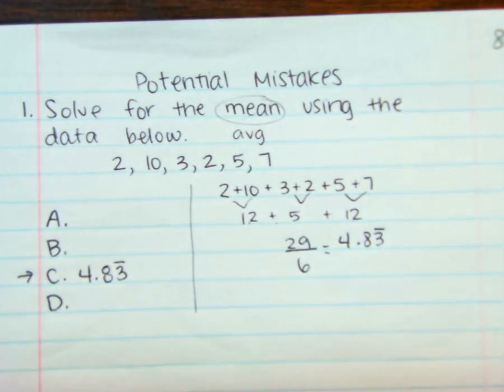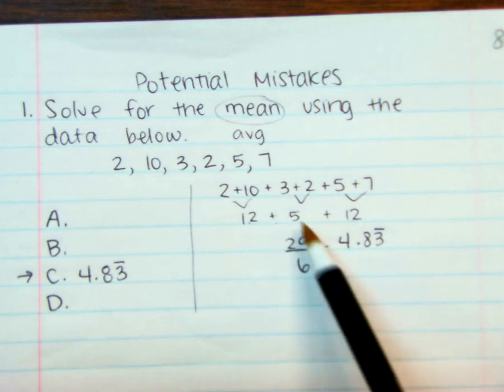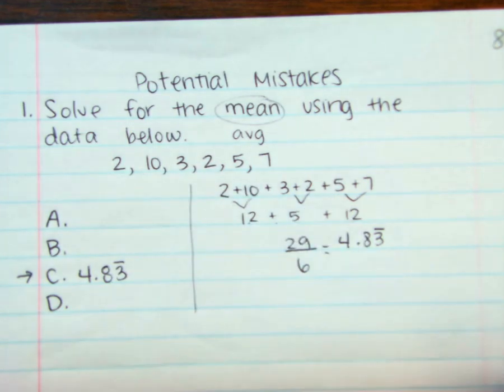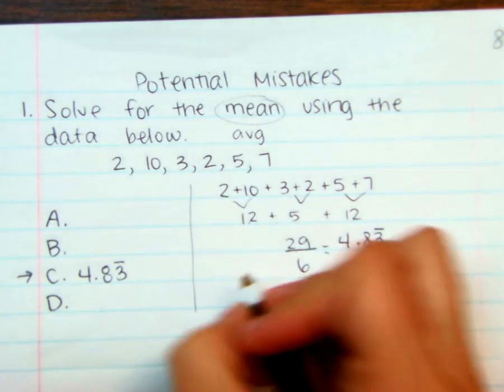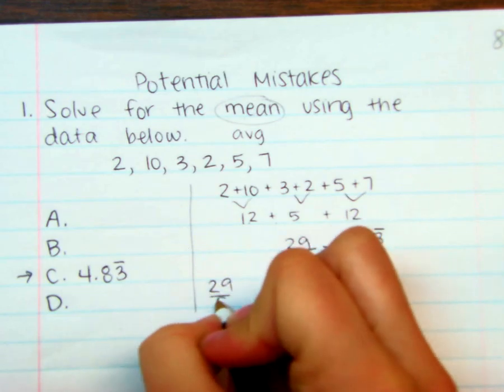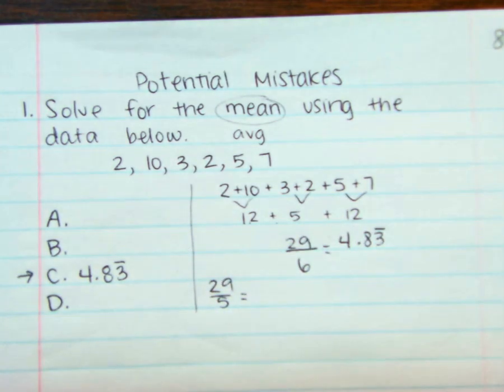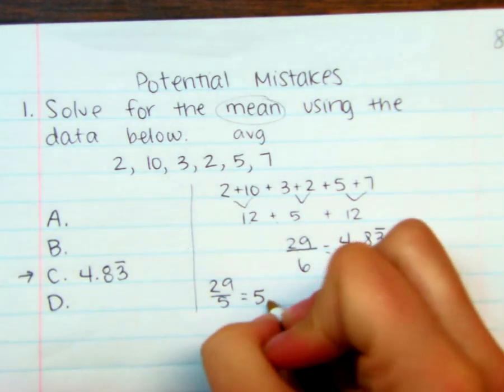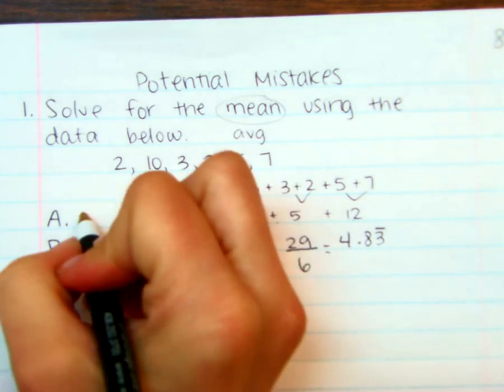How could we possibly mess this up? What could we do differently? One possible way is maybe yesterday in our examples we only ever had 5 numbers, so maybe instead of dividing by 6 they divided by 5. So let's do 29 divided by 5. What do we get for that? 5.8. So let's put that as an option.